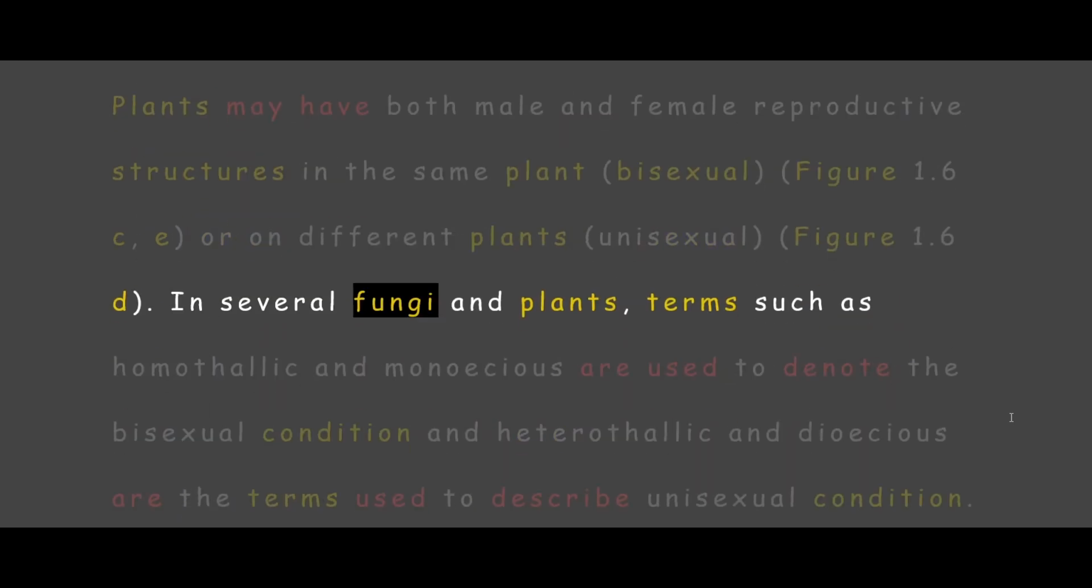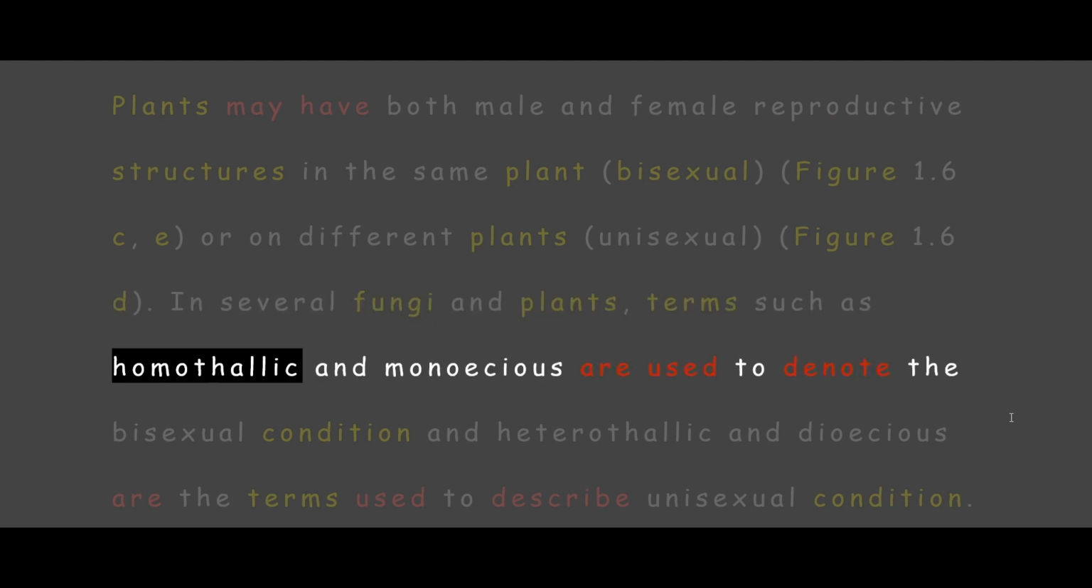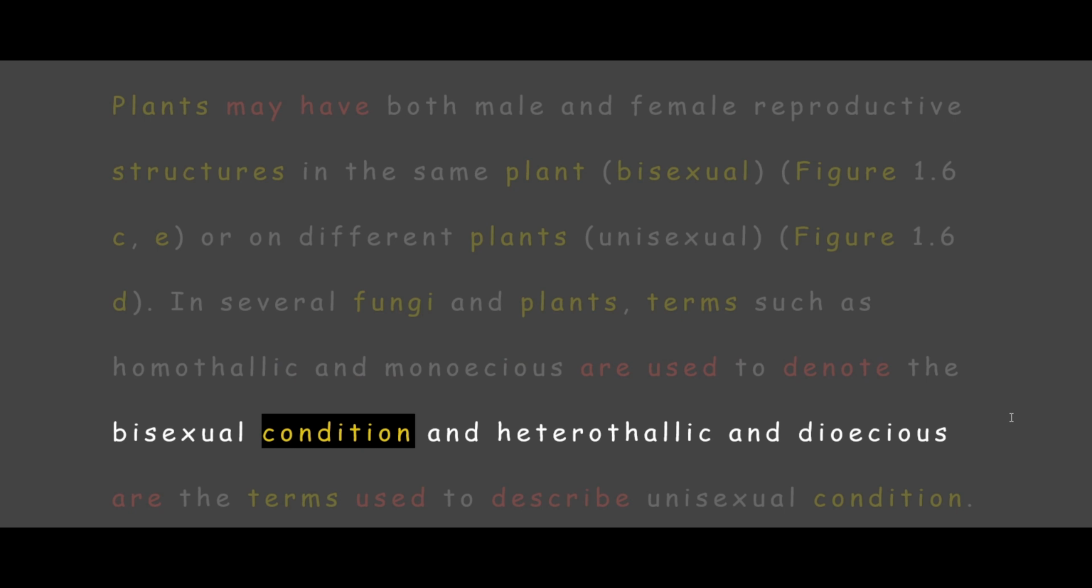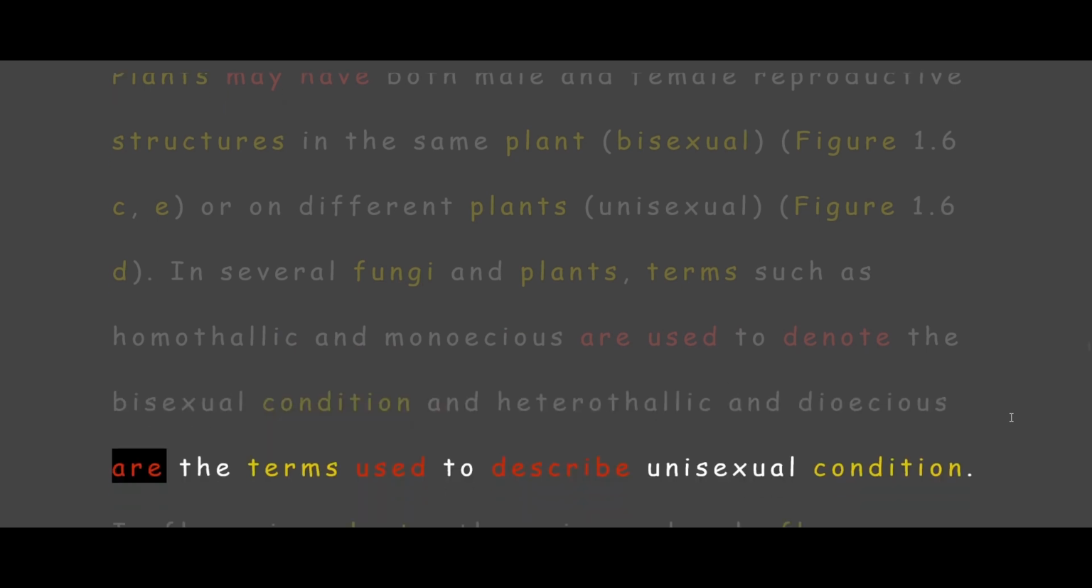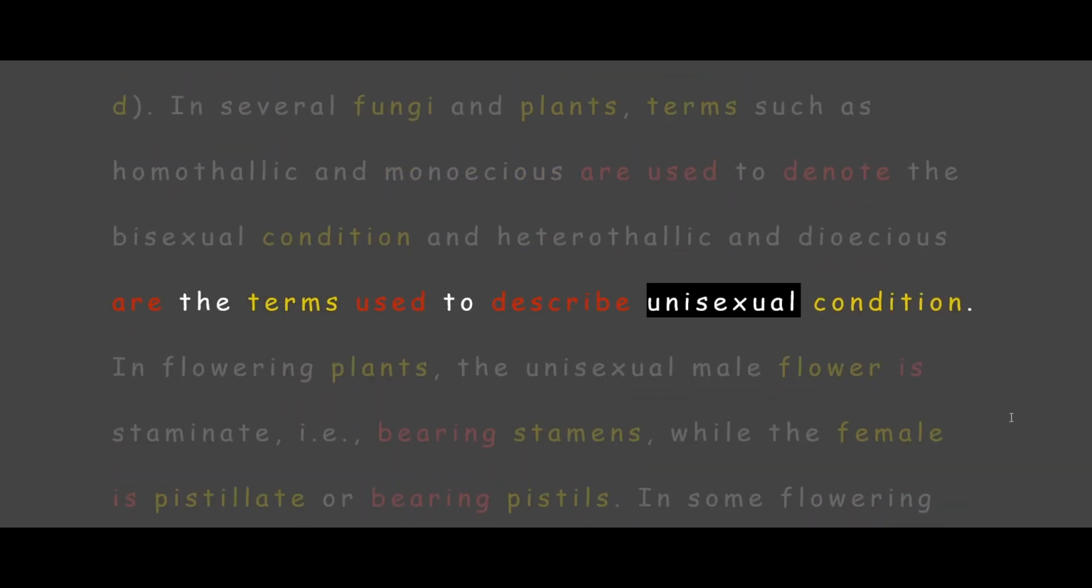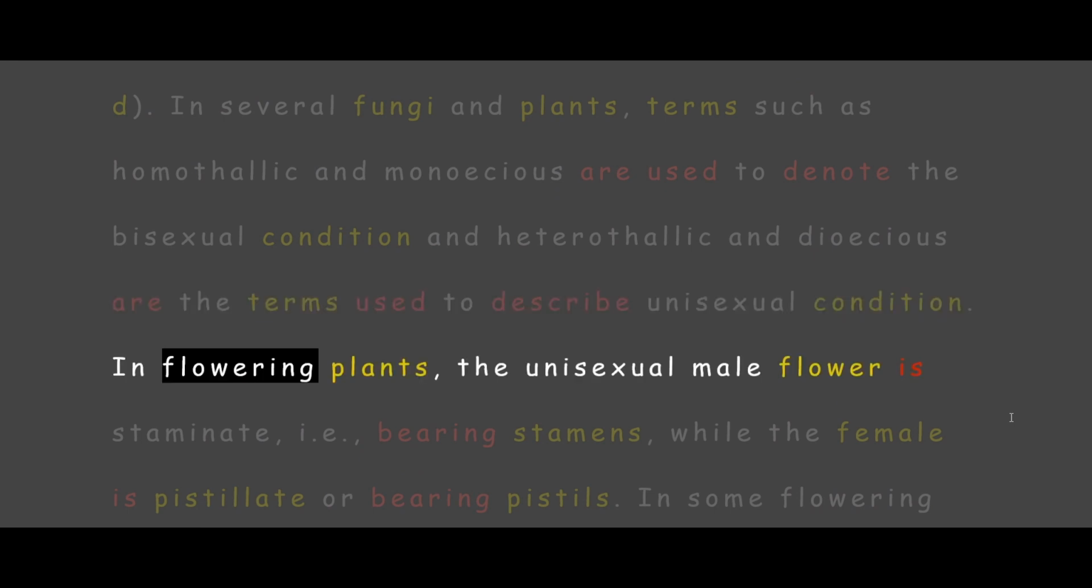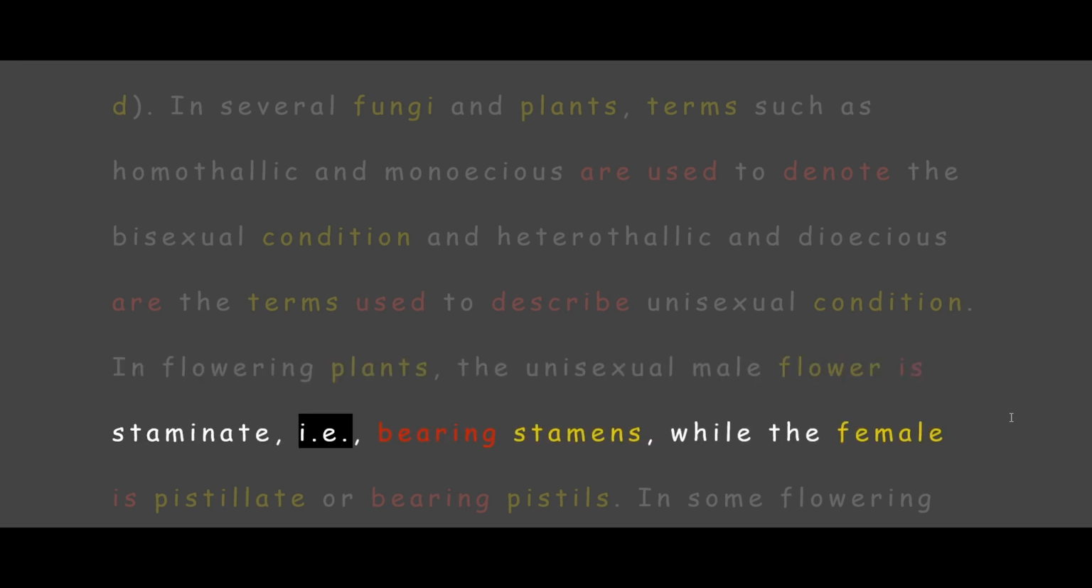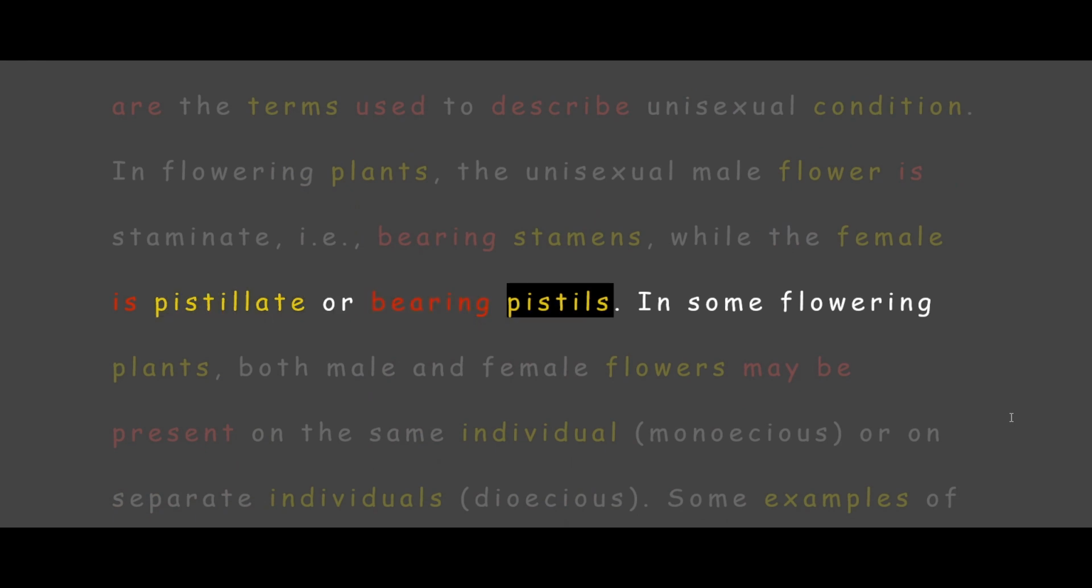In several fungi and plants, terms such as homothallic and monoecious are used to denote the bisexual condition, and heterothallic and dioecious are the terms used to describe unisexual condition. In flowering plants, the unisexual male flower is staminate, i.e., bearing stamens, while the female is pistillate, or bearing pistils.